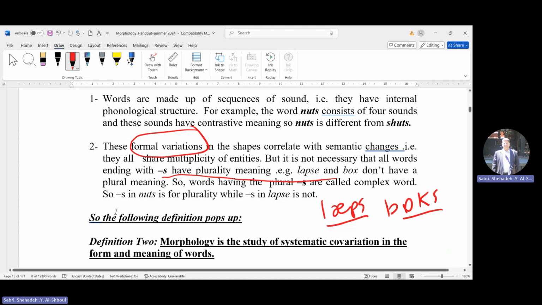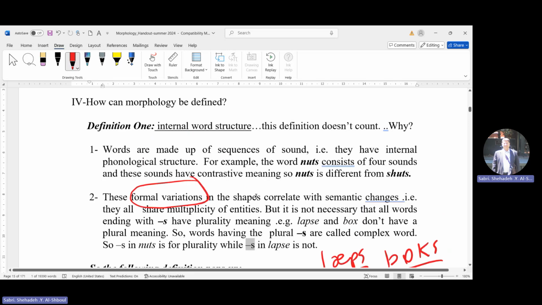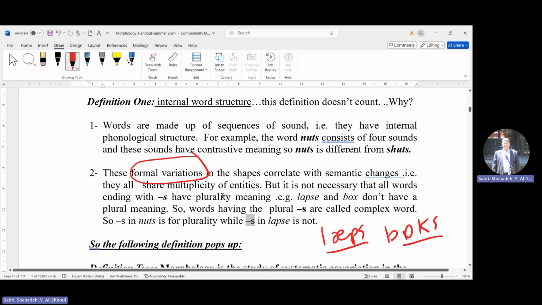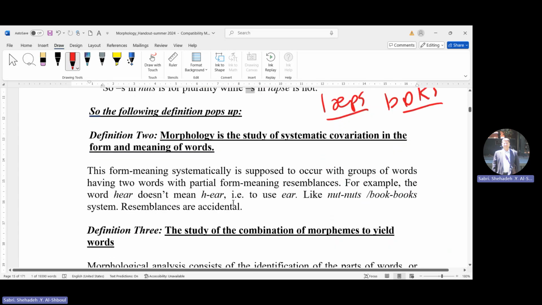So the words having the plural s are called complex words, because this indicates number in certain systems of word forms, like in nuts, it indicates a plurality, while in labs, it doesn't indicate a plurality. So the moral for this definition is that despite the fact that this definition is able to tell us about the behavior of the internal word structure, it is still unable to provide a cross-linguistic definition that deals with all types of words.